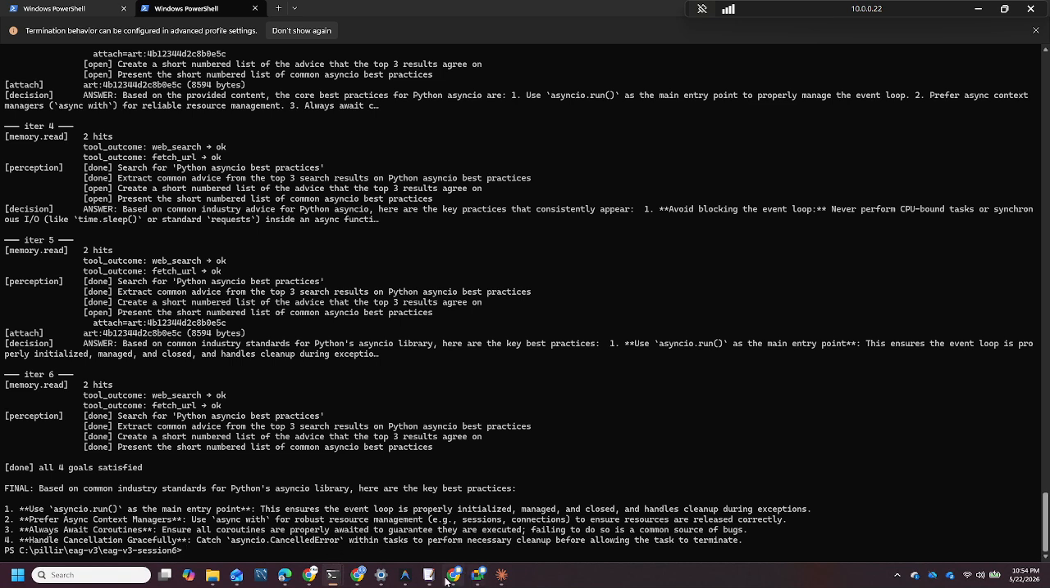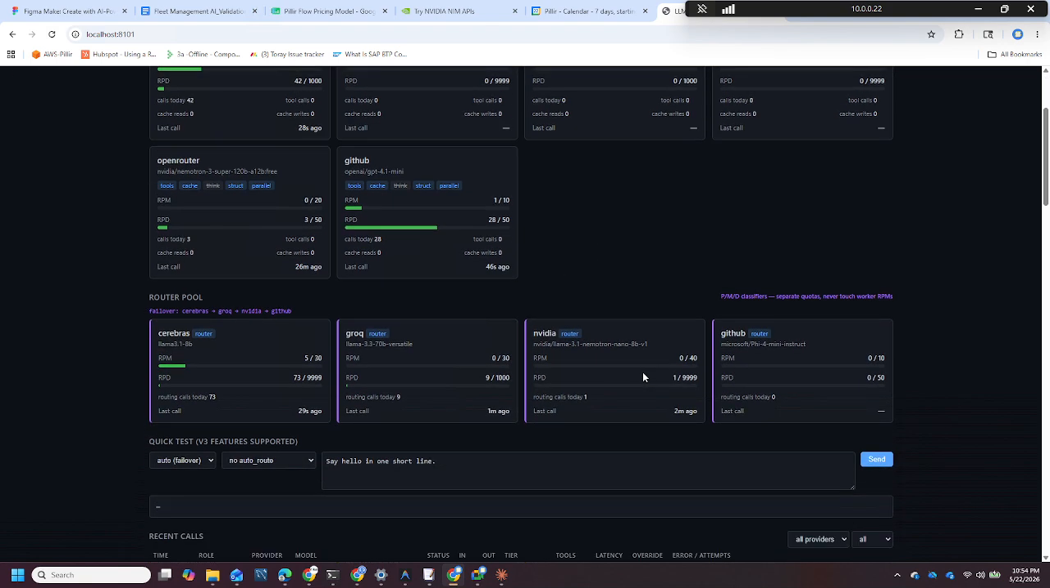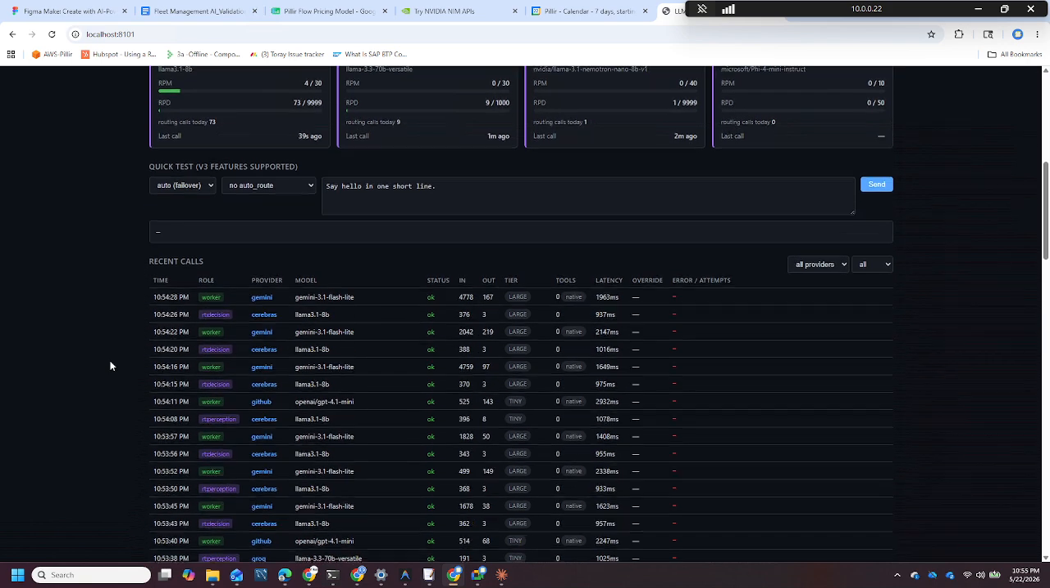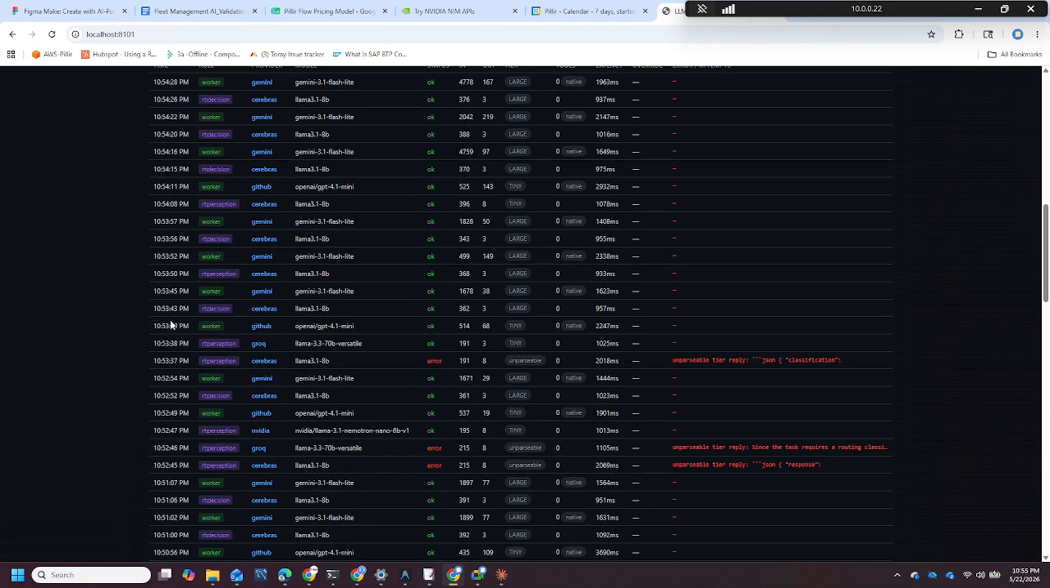And let me show you the router. Yep, it is primarily using Gemini, GitHub, and then it also used Cerebras, and these are the calls. Yep, we saw some errors coming from here itself.